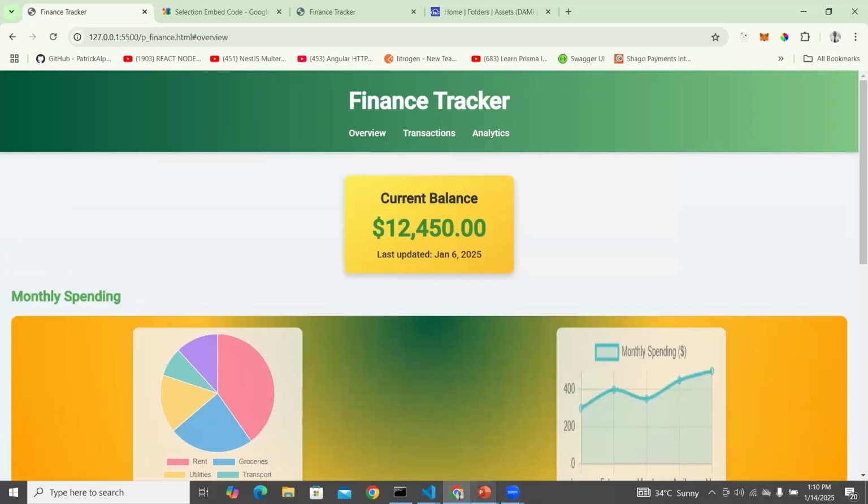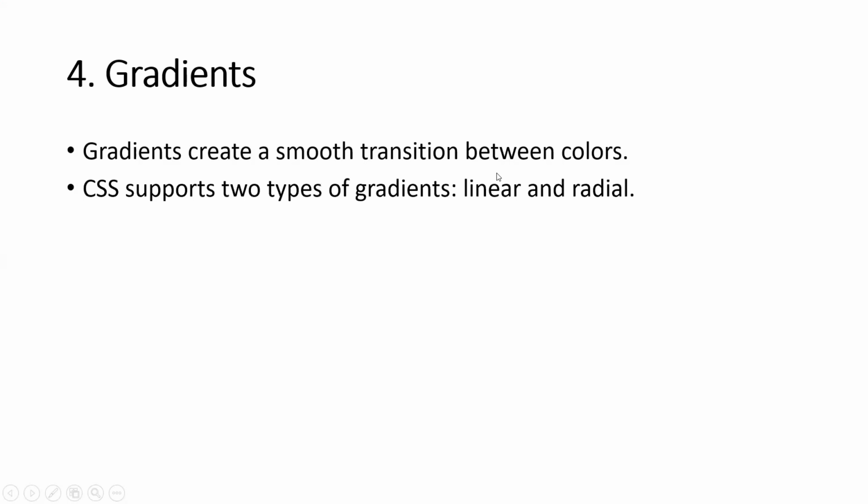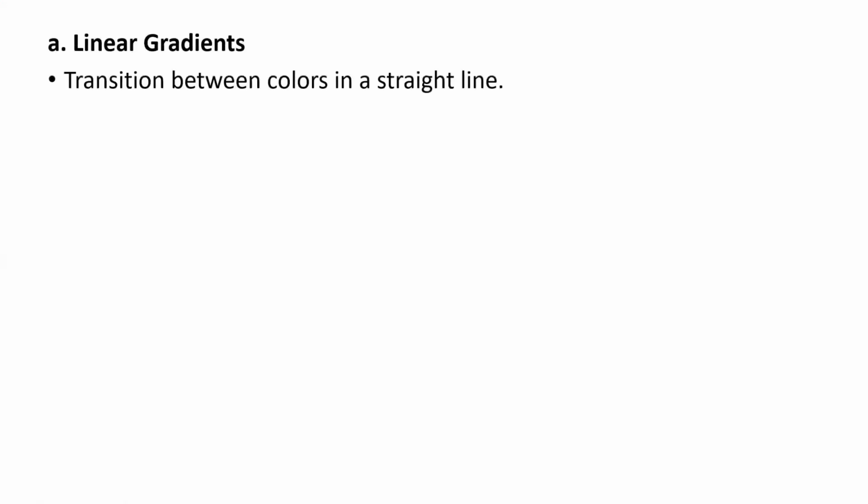So that's what we are talking about. Let's quickly see some concepts around that. A gradient creates a smooth transition between colors, right? It allows you to transition from one color to the other. CSS supports two types of gradient: linear gradient, where you are transitioning between one color and the other along a horizontal, right? Then you have radial, more like circular, right? So a linear gradient transitions between colors in a straight line. That's what we refer to as a linear gradient.